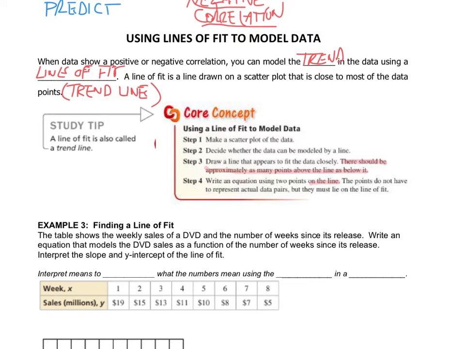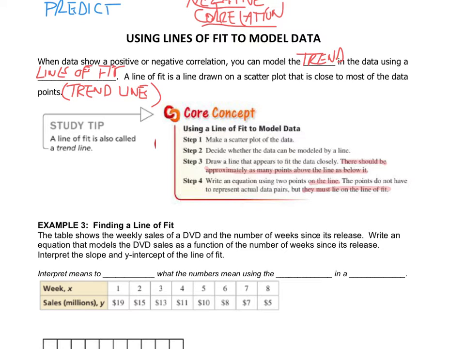The points that you choose to write your equation don't actually have to be real points from your table. They have to be part of the line that we draw. Okay? And it's really important that we understand that. So you can take any points on the line. So once you have the line set, you don't really care about all the other points that are not on the line. You're only working on points that are on the line.